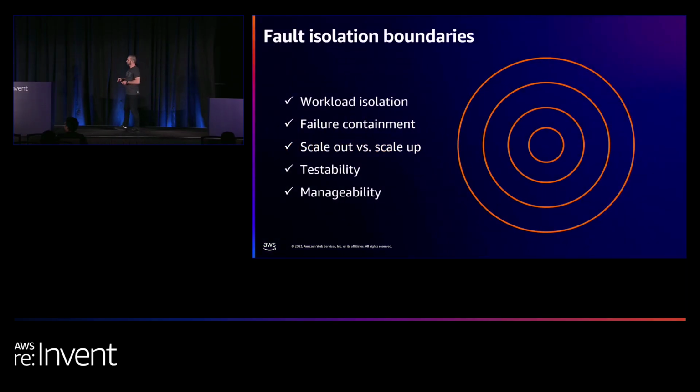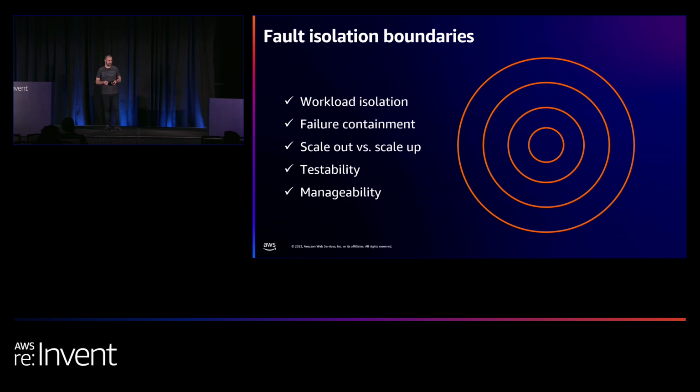Arguably, the most important part of designing a resilient system is to think about fault isolation boundaries. Remember what I said, failures are going to happen. So you have two strategies to recover from failures. First is being able to recover very fast, so practice recovery. But the second is to minimize the impact on your workload and limit the impact on customers. And this is where fault isolation boundaries kick in.